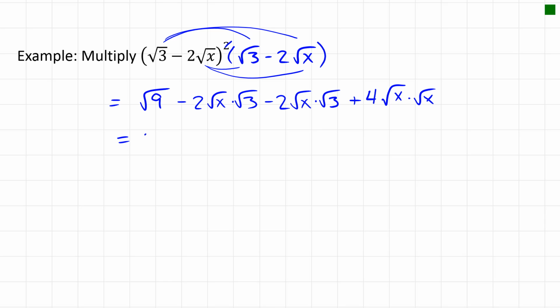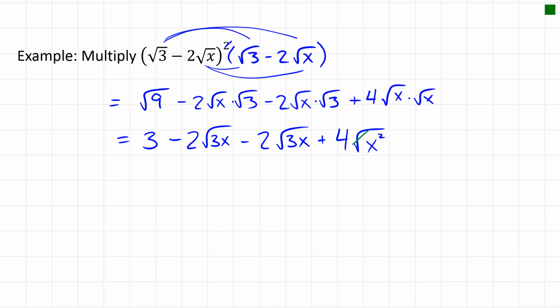I have the square root of 9 is 3. Before I combine my like terms, I'm just going to rewrite this nicely. So 2 root x times root 3 is the same as 2 root 3x. And same is true of that next term, 2 root 3x. So I'm just rewriting those two radicals as one since they're the same radical. And then plus 4 root x squared, because I have x times x.